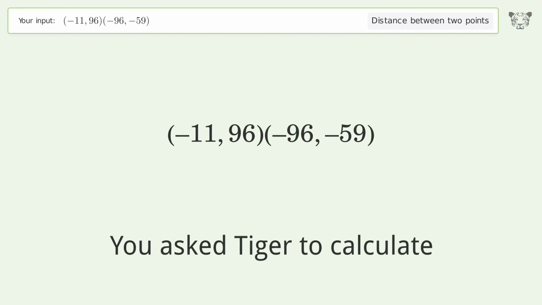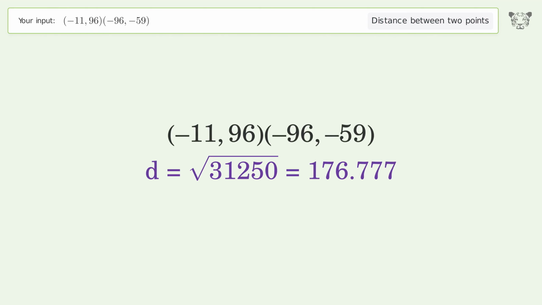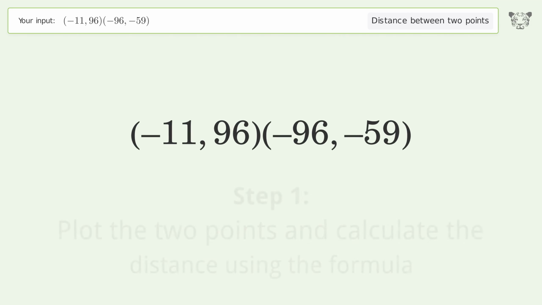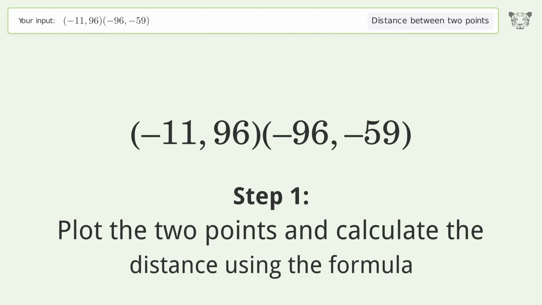You ask Tiger to calculate. This deals with the distance between 2 points. The distance between the 2 points is the square root of 31,250, or 176.777. Let's solve it step by step. Plot the 2 points and calculate the distance using the formula.